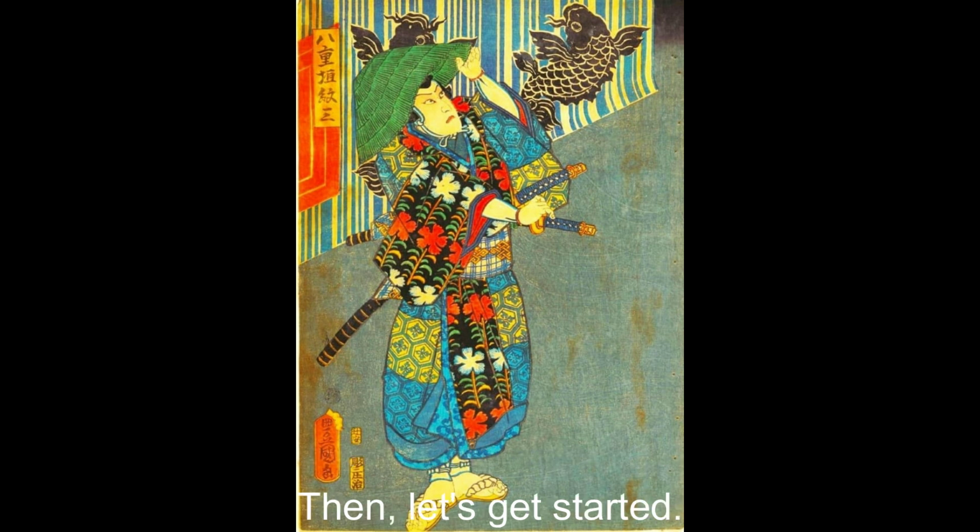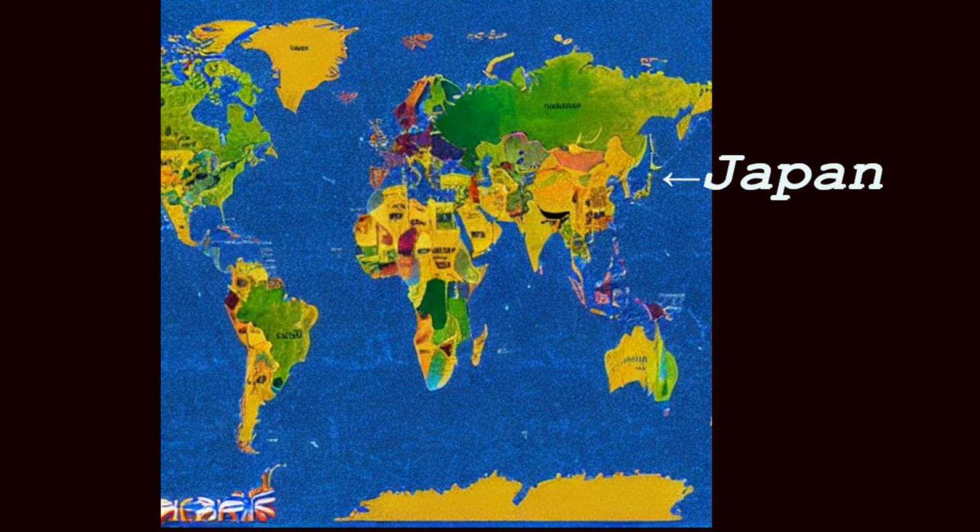Then, let's get started. Japan is an island country located in Far East Asia. Beyond the Western Ocean lies the east coast of Eurasian continent, where China and Korea are located. Beyond the Southern Ocean lies the continent of Australia. To the east is the Pacific Ocean, and beyond that is the continents of the Americas. Thus, today Japan is surrounded by oceans on all sides.